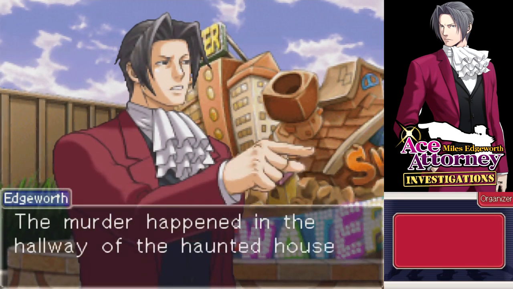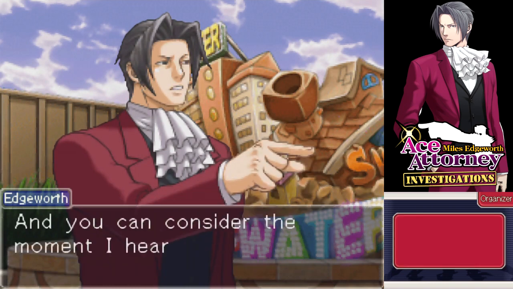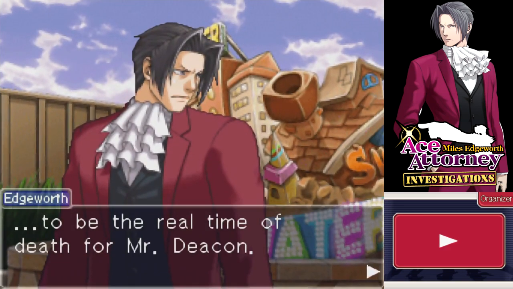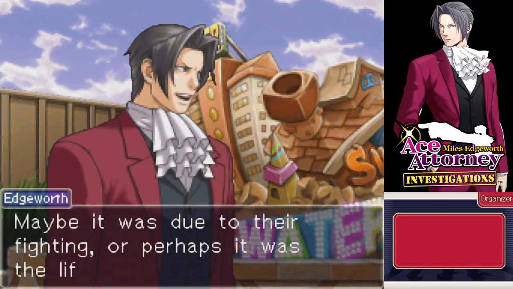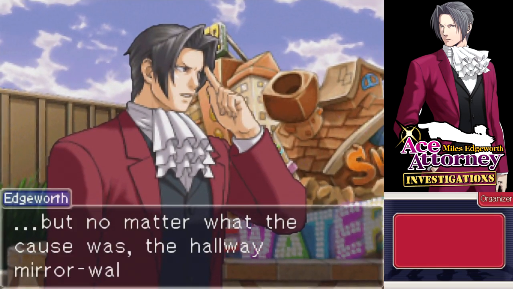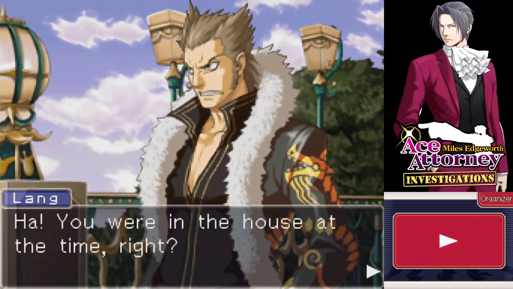The murder happened in the hallway of the haunted house at the time of the drop-off. And you can consider the moment I heard the mirror breaking to be the real time of death for Mr. Deacon. Maybe it was due to their fighting, or perhaps it was the life-shattering bullet. But no matter what the cause was, the hallway mirror wall was broken.